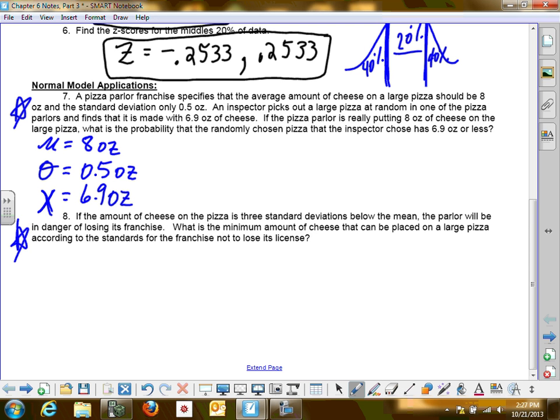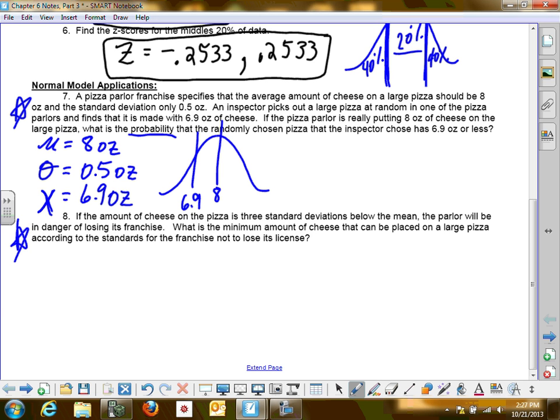So if the pizza parlor is really putting 8 ounces of cheese on the large pizza, what's the probability that the randomly chosen pizza that the inspector has chosen has 6.9 ounces or less? Alright, so I personally like to sketch a picture of what the question's asking. So it's asking for a probability. So in my mind, it's looking for an area. Okay, so I'm going to draw a picture of what this problem wants. The middle is 8. I find something at 6.9.